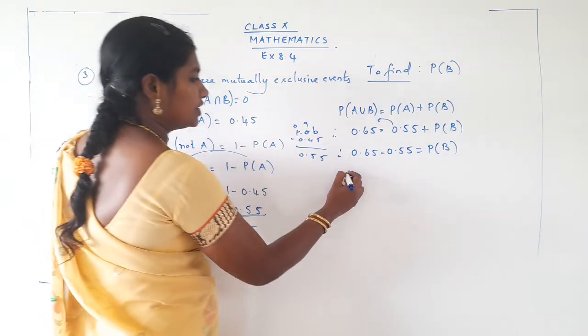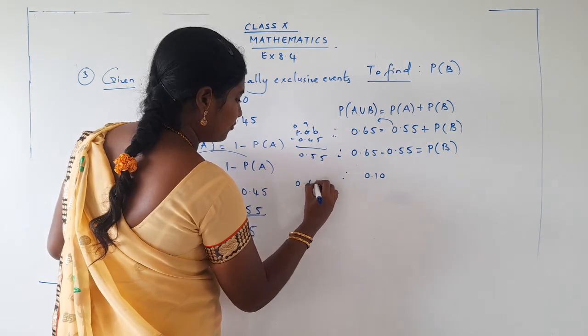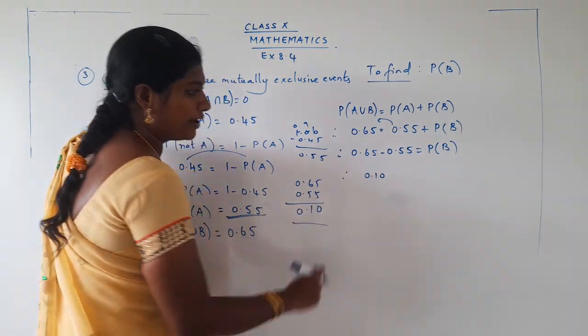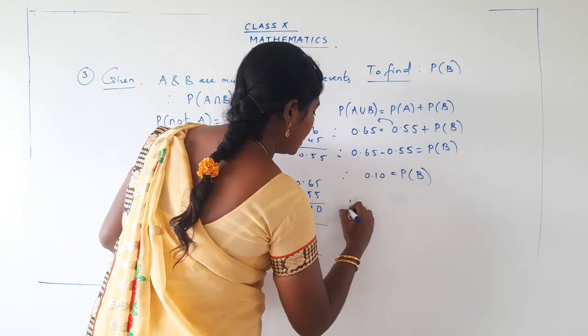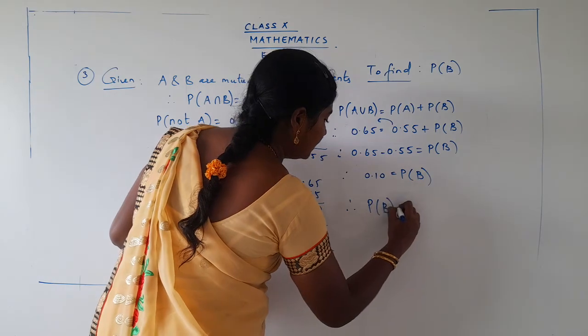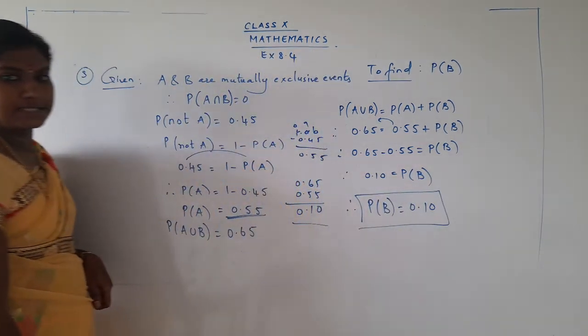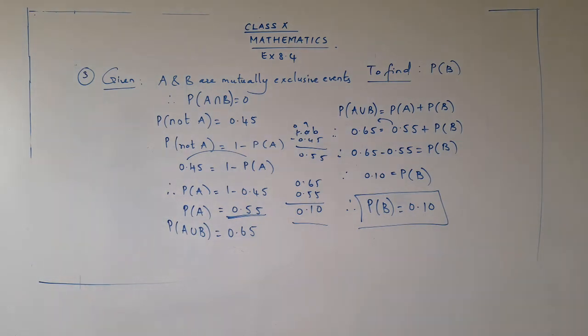This is a direct calculation. I get here 0, 1, 0. If you want, I will just show over here. 0, 1, 0, 0.10. This is equal to P of B. So just complete your answer. Probability of B is equal to 0.10. Highlight your answer. So we have found the answer for P of B.